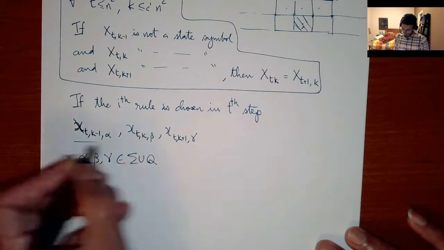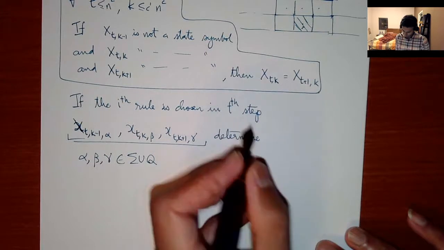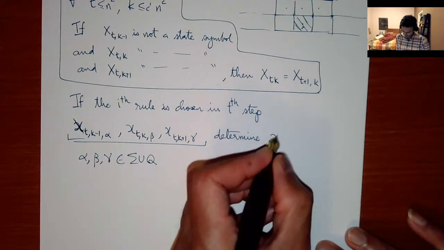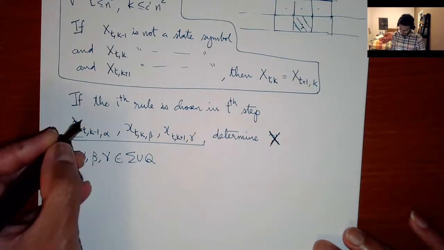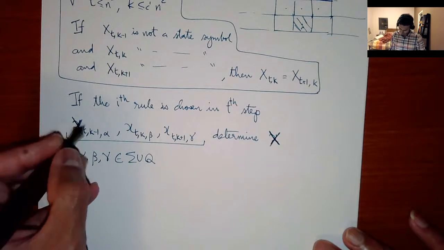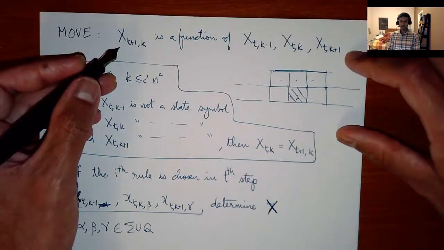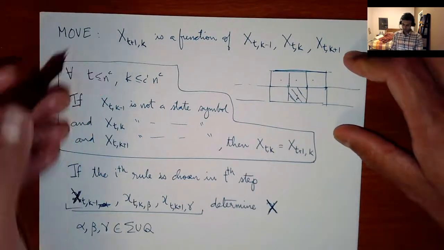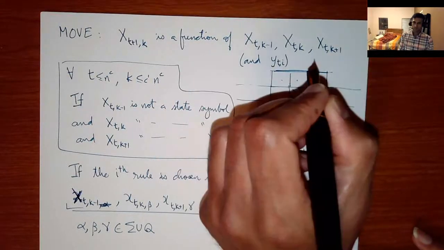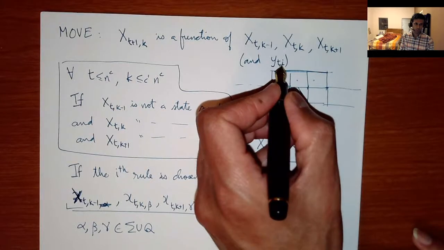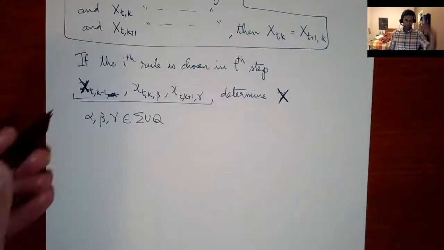So these determine x. I'm sorry, this is a bit of a mess. Okay, so I'm just rewriting this: this is a function of these three and y_ti. This is saying that if you specify which rule you're using, then using these three, you can write this as a function, and then you can write down the entire truth table here.